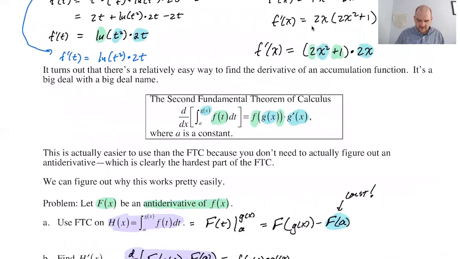So this is your second fundamental theorem, and you need to remember it always and use it correctly. Upper bound needs to be a function. Lower bound doesn't matter as long as it's a number, and it's going to be the integrand evaluated at the upper bound times the derivative of the upper bound by the chain rule. The chain rule is what's making that happen.